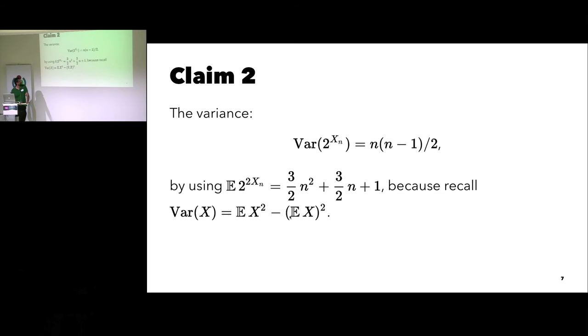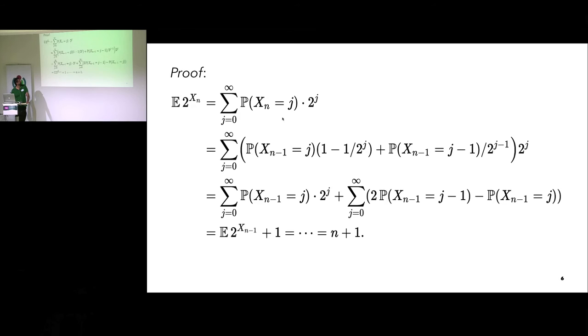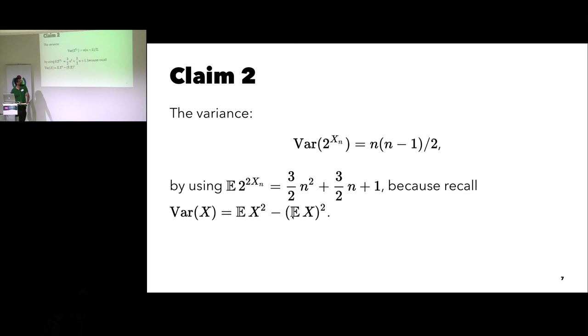and so we already know this. It's just n plus 1 squared. And so we need the expectation of our estimator squared, which is that, and it's the same argument, and you get this formula, you plug it in, and you get the variance now is so much.